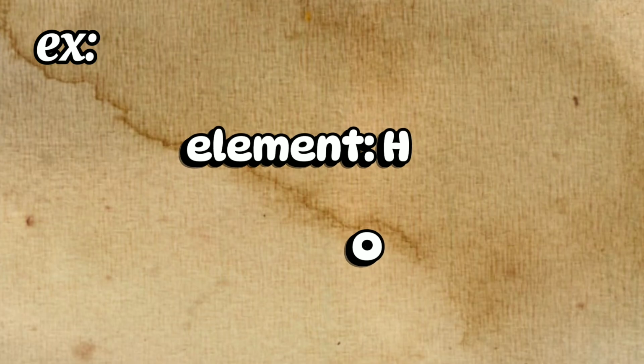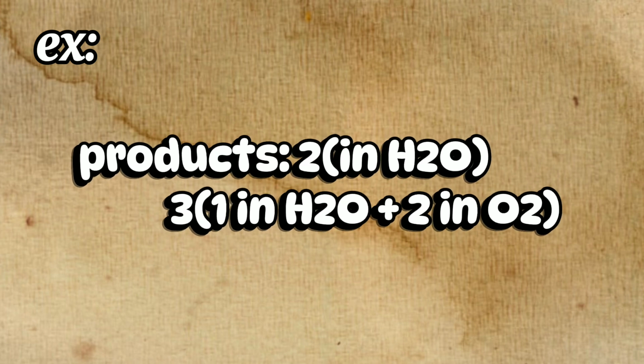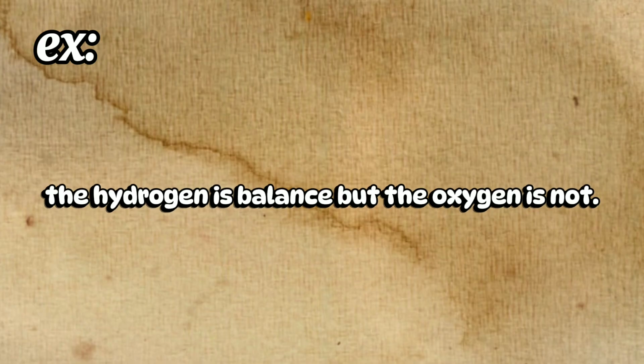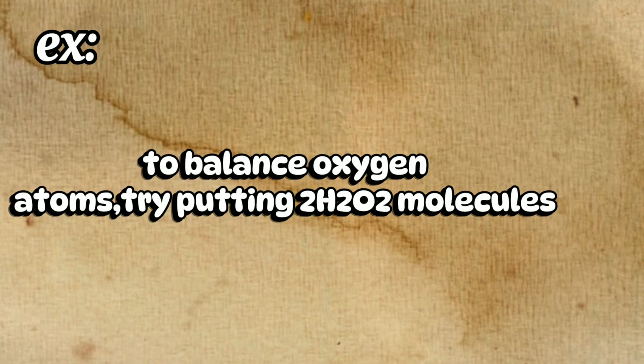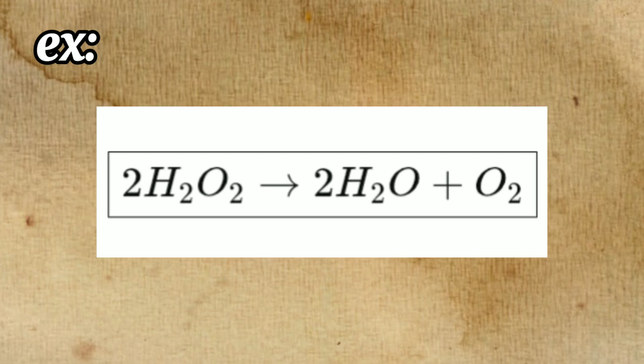So the elements are hydrogen and oxygen. The reactants have hydrogen 2 and oxygen 2. And the products have hydrogen 2 and oxygen 3. The hydrogen atoms are balanced but the oxygen is not. To balance the oxygen atoms, try putting 2 H2O2 molecules on the left side. So this is the final result.